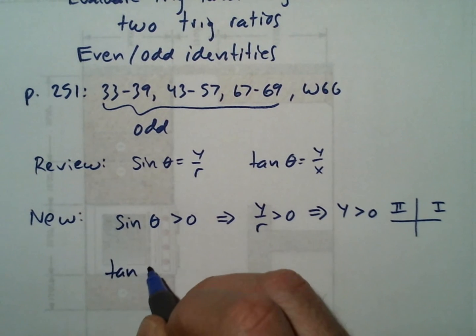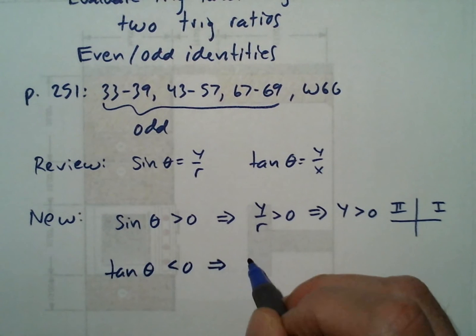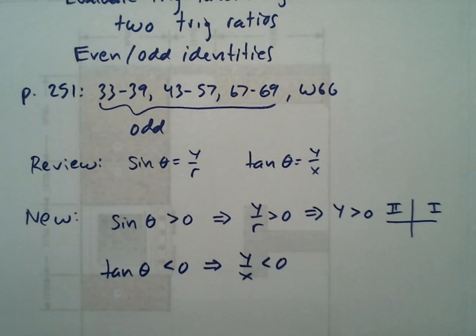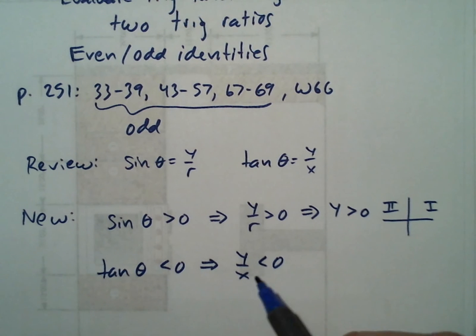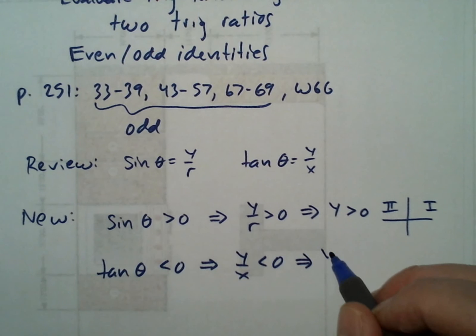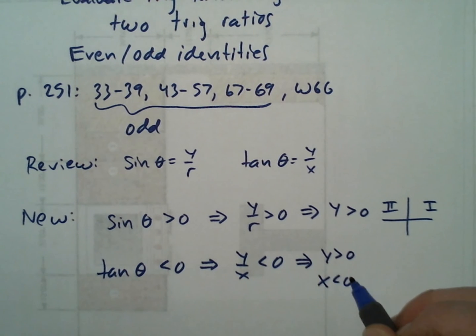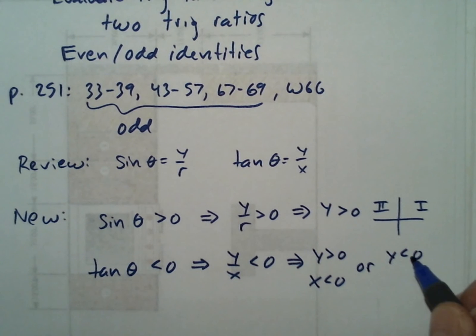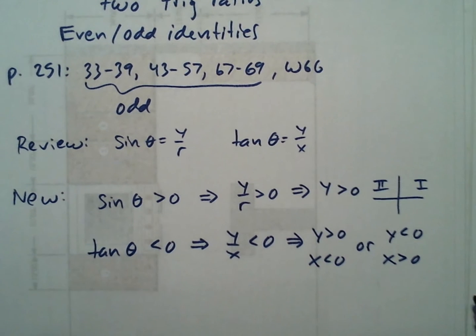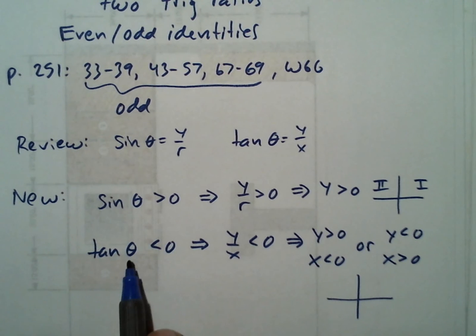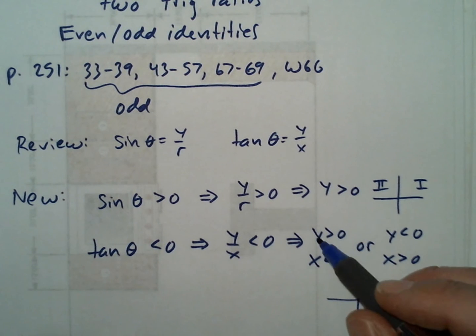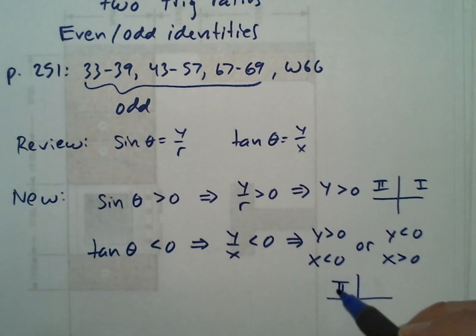If we had tangent negative, that means y over x is negative. Either one can be negative, but that means we can have a positive and a negative, or a negative and a positive to make the fraction negative. They can't both be negative. So we know that y is greater than 0 and x is less than 0, or y is less than 0 and x is greater than 0. And so this tells us where theta could be. Theta could be where y is positive and x is negative, that's going to be right here, or y is negative and x is positive, and that'll be there. We know that theta could be in either of those quadrants.